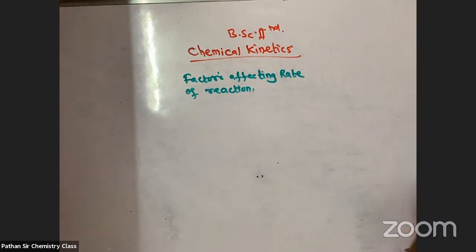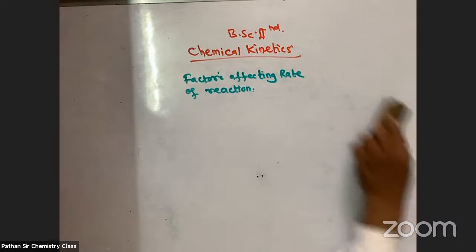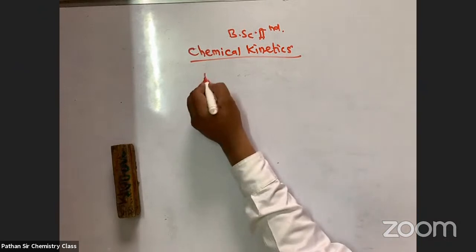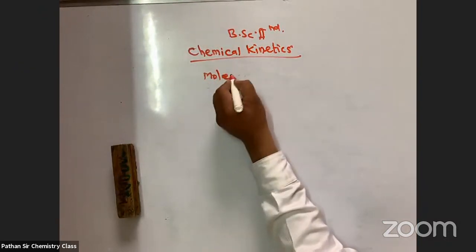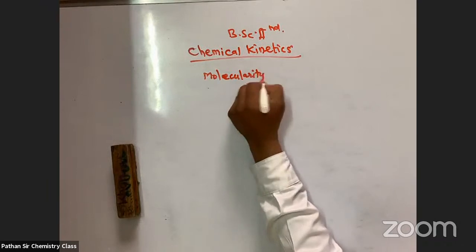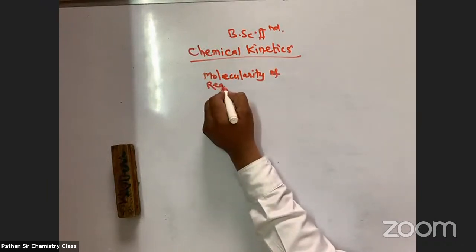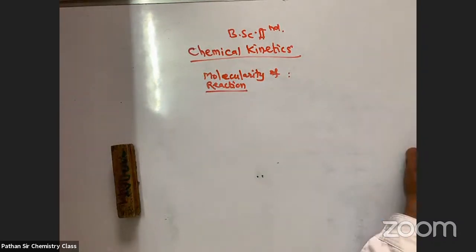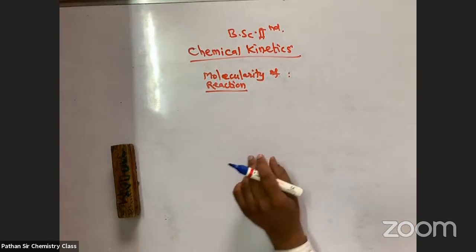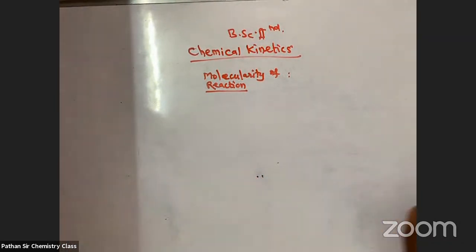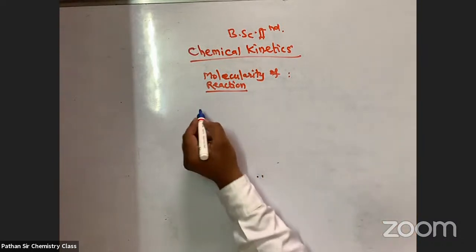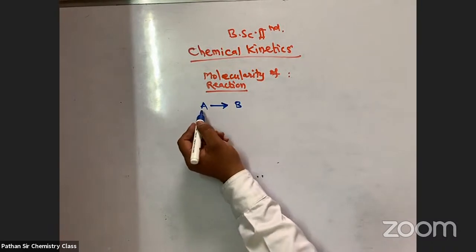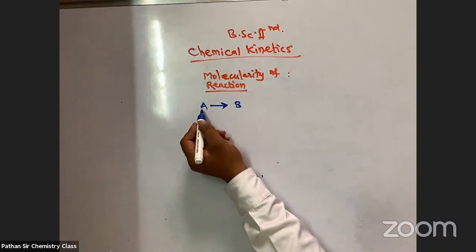Let us go to the next point, that is molecularity of the reaction. This is very simple. The number of reactant molecules taking part in a chemical reaction is nothing but molecularity. For example, say A gives B. How many reactants are used? Only one. Therefore, it is a unimolecular reaction.